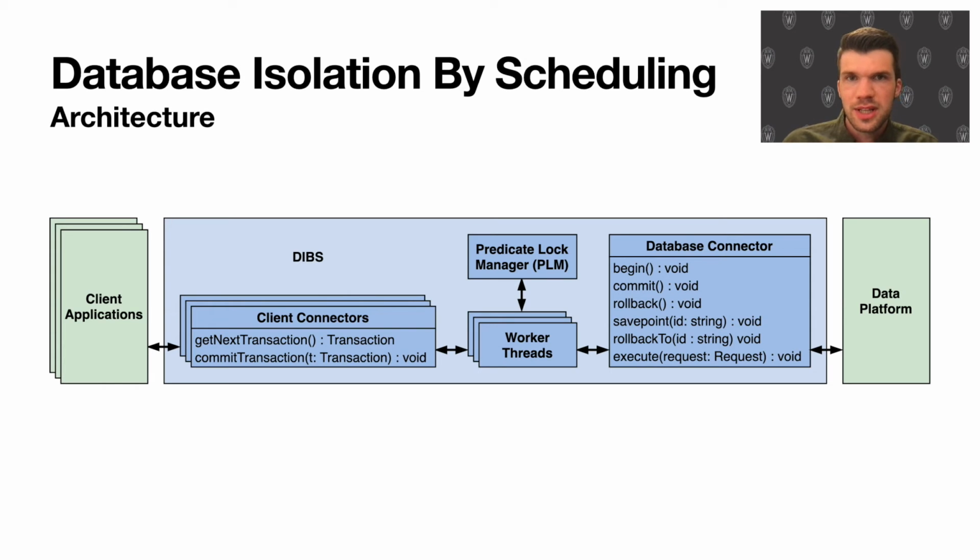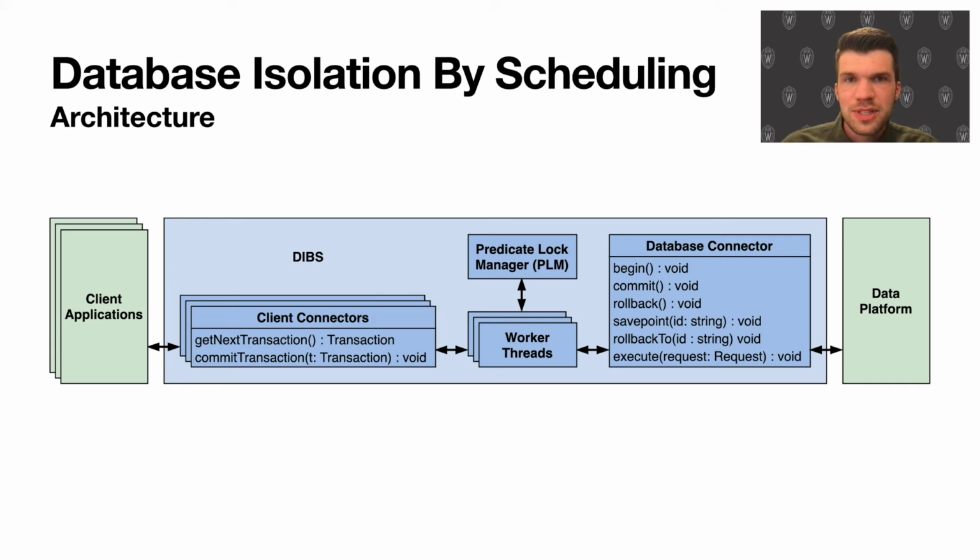Dibs is structured as a layer between a target data platform and its client applications. Dibs provides base functions that can be implemented to support various data platforms and client applications. Dibs contains a set of worker threads that continuously pull the client connectors for new transactions, acquire and release predicate locks accordingly, and pass on the transactions to the data platform. The predicate lock manager handles all the predicate locking and implements the optimizations we discussed earlier.